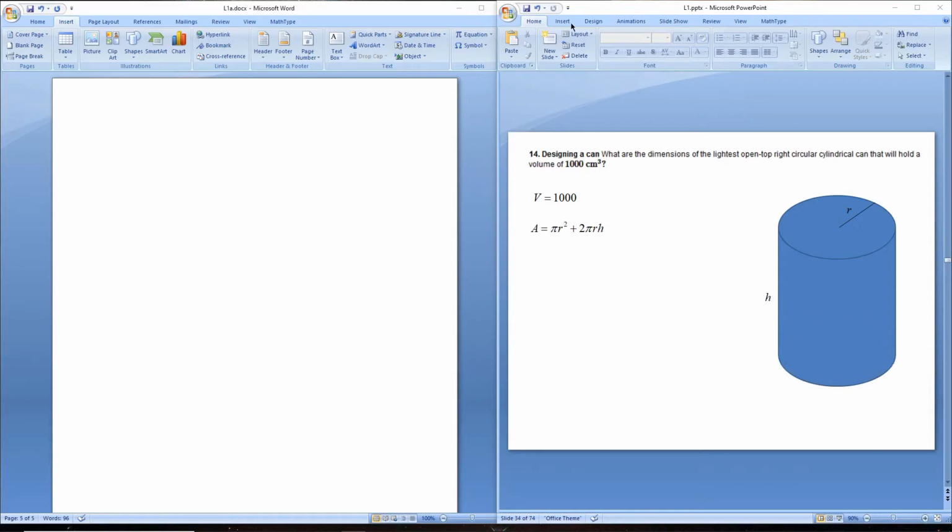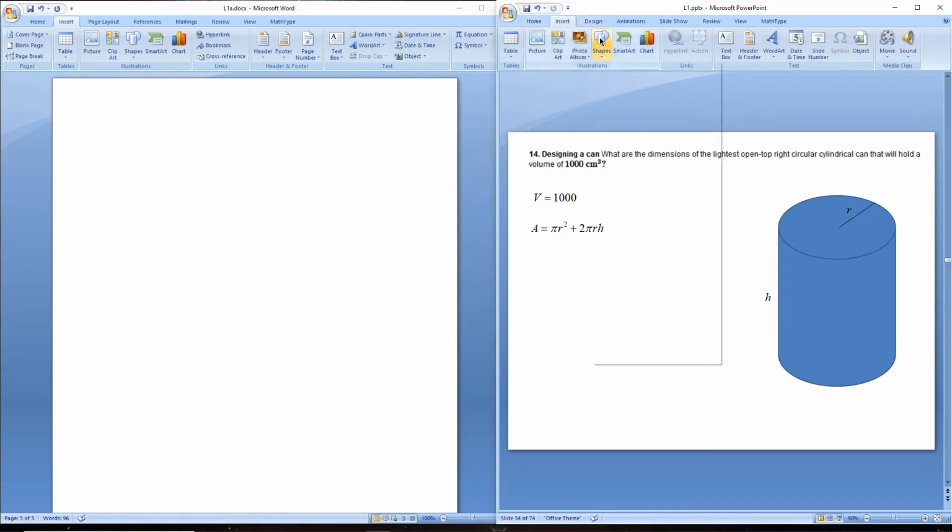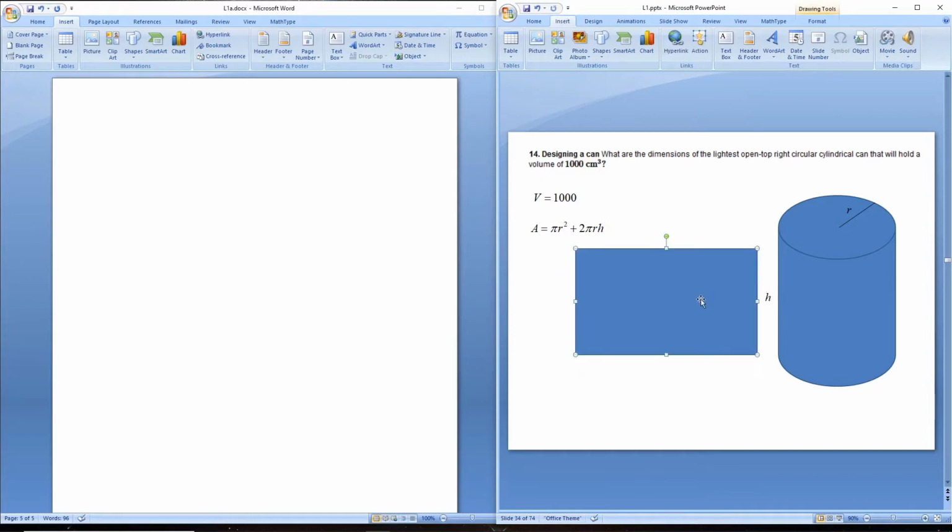And then imagine for the sides. Imagine you could take the sides of this can and just peel it off. And if you could peel it off into a rectangle, and if you did that, the height of this rectangle would be h. And the length of it would be 2 pi r, the circumference of a circle.